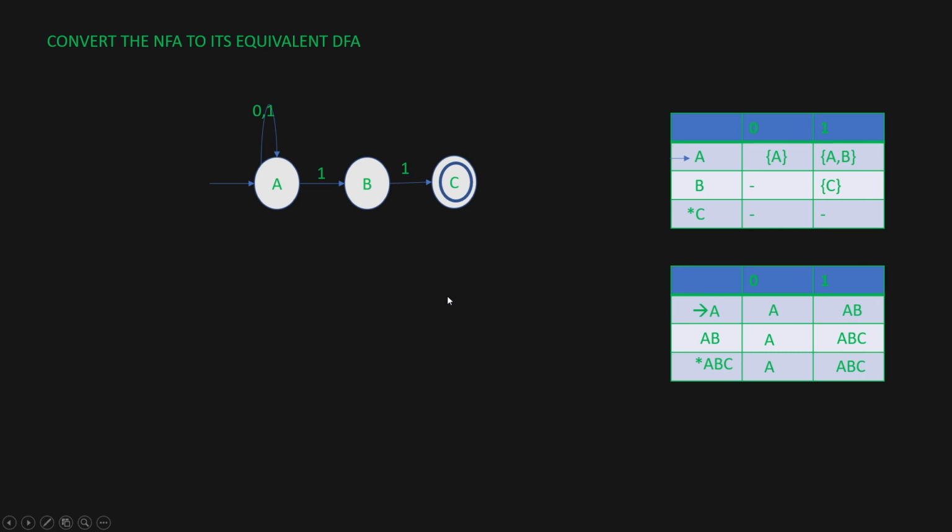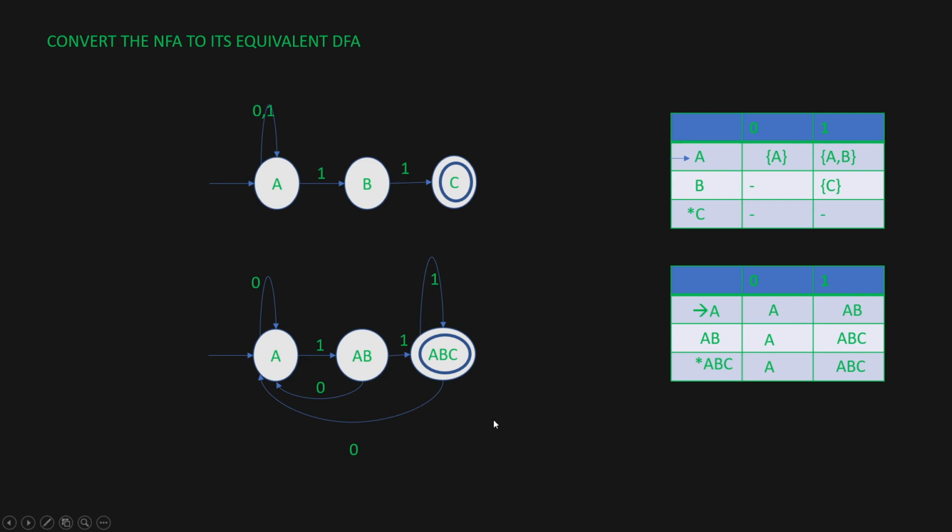Now let's draw the DFA for this transition table. Let's say your starting state A is here. You get input 0, you're going to stay in state A itself. You get input 1, you're going to go to state AB. What about state AB? You get input 0, you're going to go to state A. When you get input 1, you're going to go to state ABC. Since ABC has C in it, it is our final state. So when you're in state ABC, you get input 0, you go to state A, and you get input 1, you go to state ABC itself. So this is how we construct the equivalent DFA for this NFA.